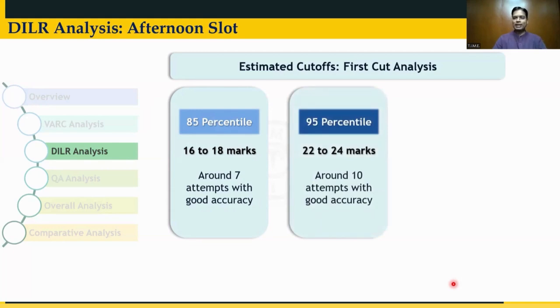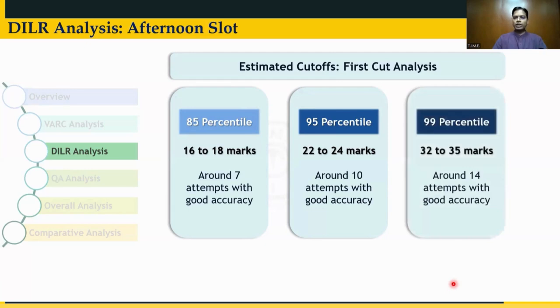They look at higher percentiles, and a 95 would have needed 22 to 24 marks. And that would mean 10 attempts at least. So you are looking at a minimum of 3 sets probably. Without touching 3 sets, this 95 would have been a tough ask. And then let's talk of 99 percentile, and that's around 14 questions, which means you would have had to at least touch a 4th set, maybe 2-3 questions in that. So around 14-15 attempts, again with good accuracy.